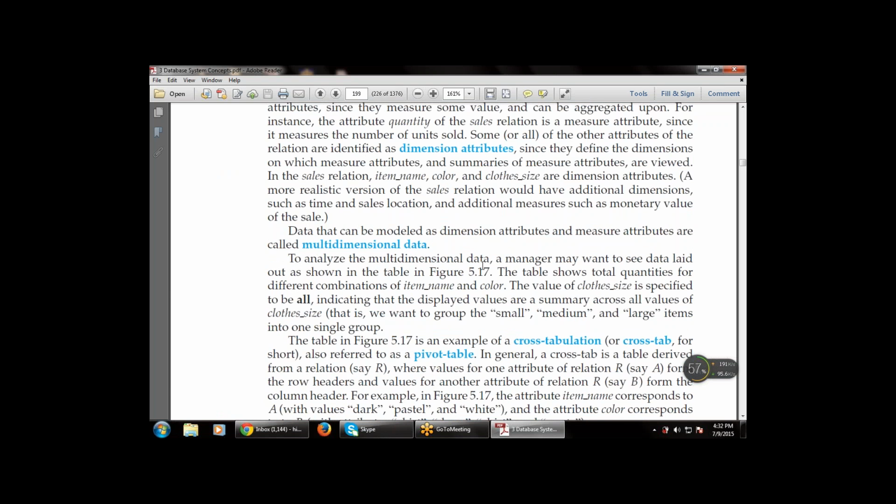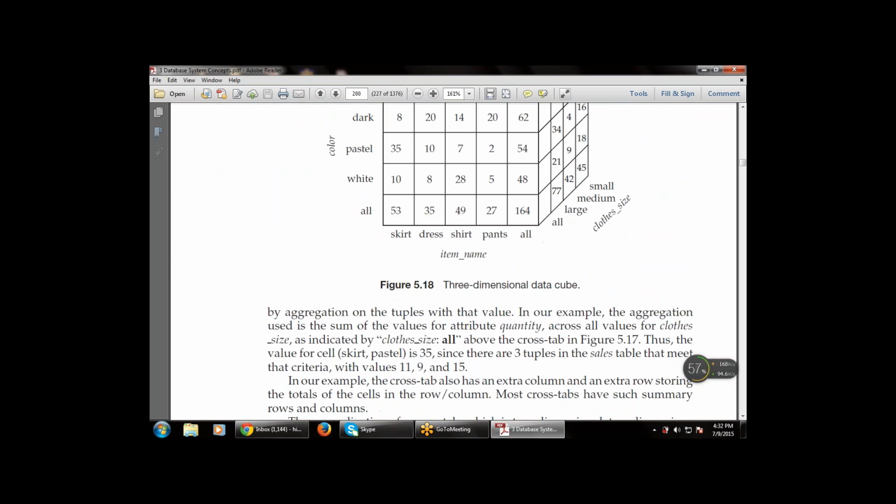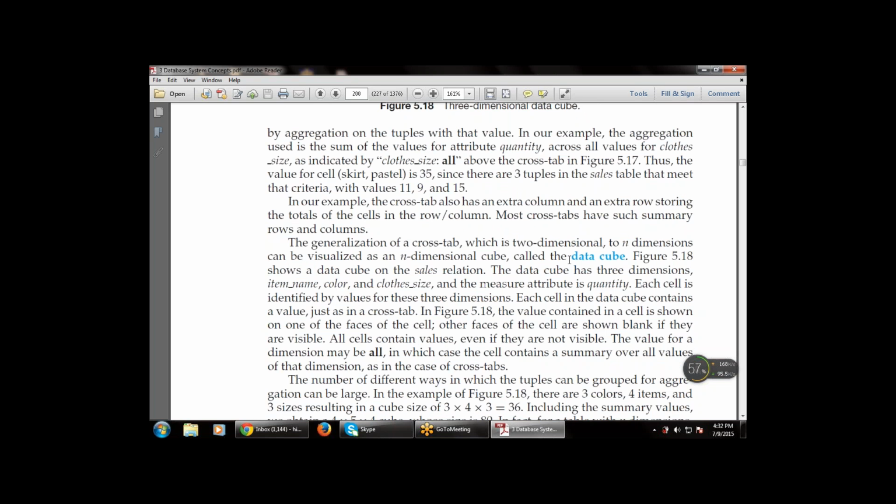We also discussed how to use the cross tabulation table, the pivot table, and the cube for the generation of a three-dimensional data cube. In our example, the cross tab has an extra column and an extra row storing the totals of the cells in the row and the column. Most cross tabs have such summaries of the rows and columns. There is also a generalization of the cross tab, known as the data cube.